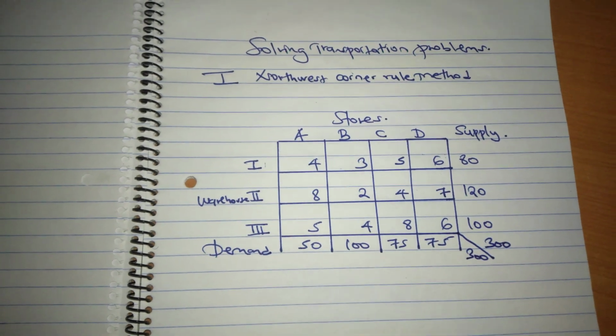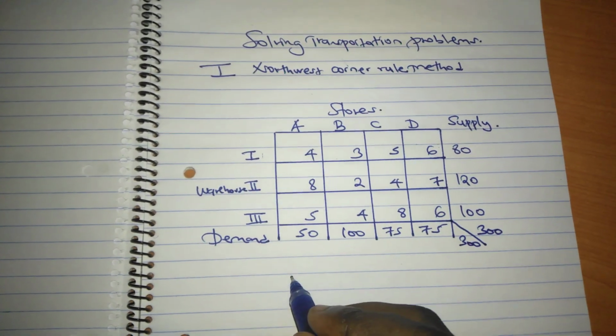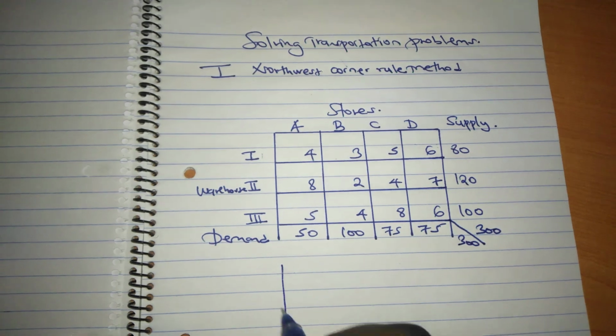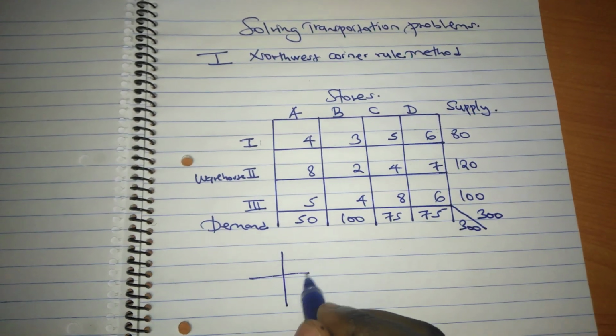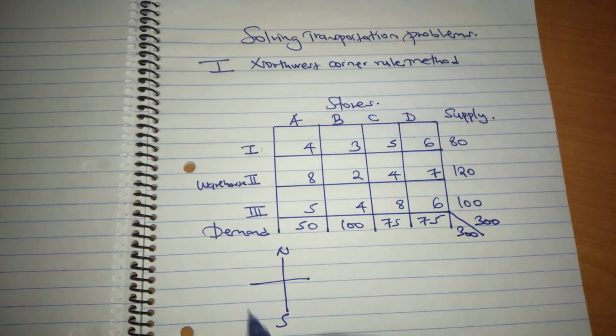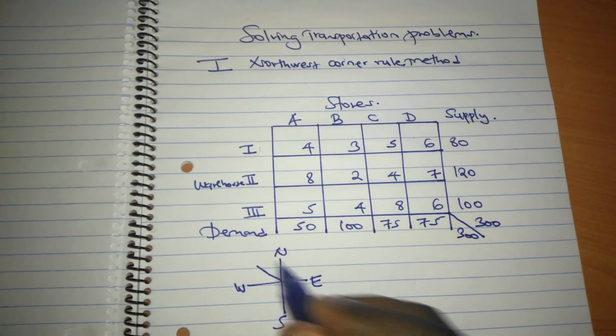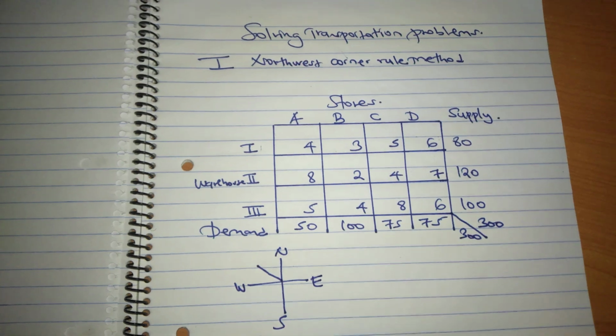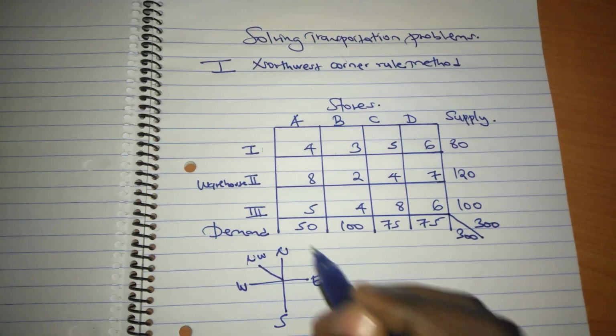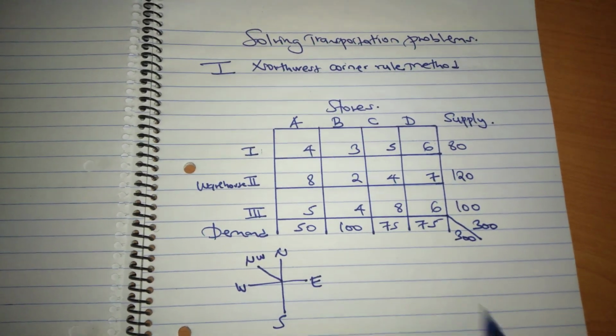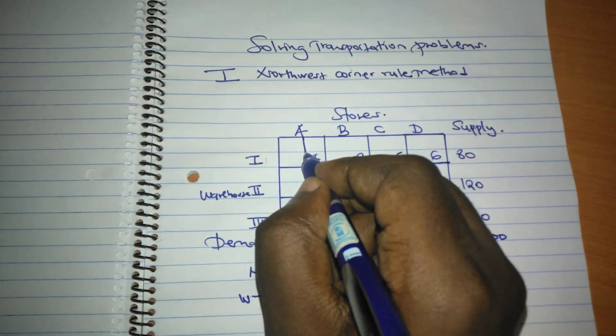Now, using the northwest, we need to understand how the compass normally is. We have the north, south, west, and east. So northwest is somewhere here. Our task is to find our northwest. In this diagram, our northwest should be here.